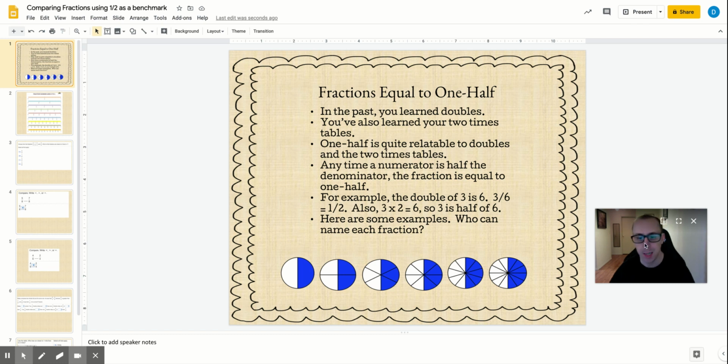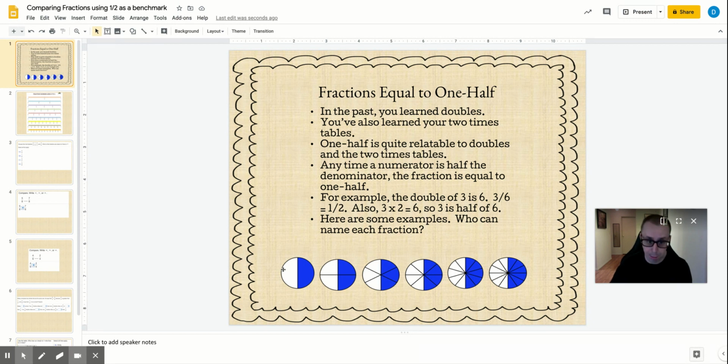Good morning, everybody. I'm here today to begin discussing with you using benchmark fractions to help us compare fractions. When I talk about a benchmark fraction, I'm talking about a fraction that's easy to identify. For today, we're mostly going to be looking at the benchmark fraction 1/2. We have seen this slide a few times, so I'm going to review it one more time with you, because we need to know all the different fractions that are equal to 1/2.